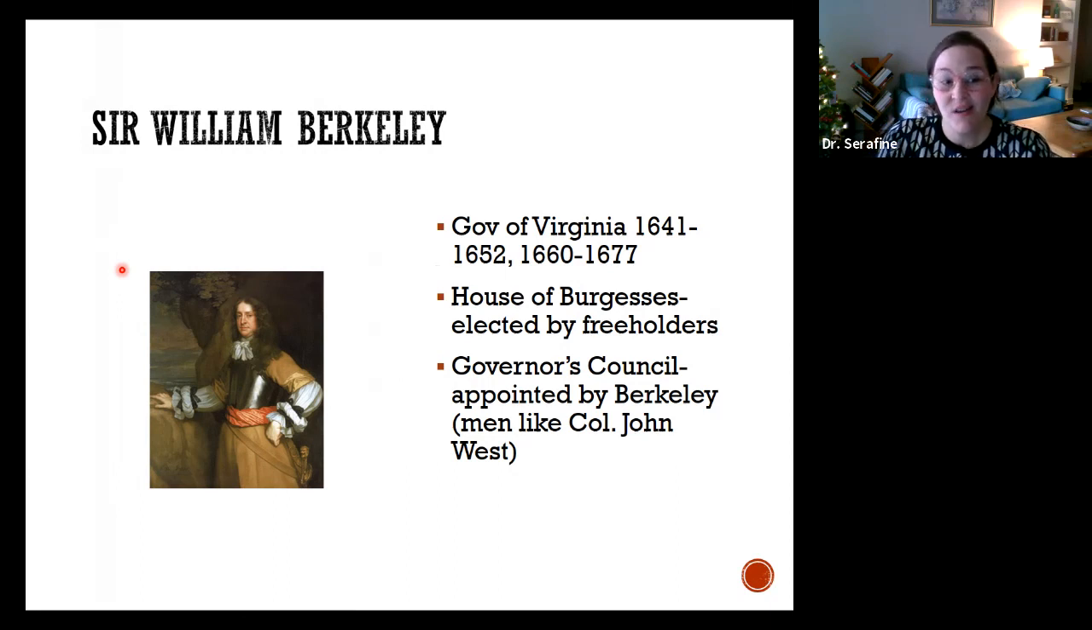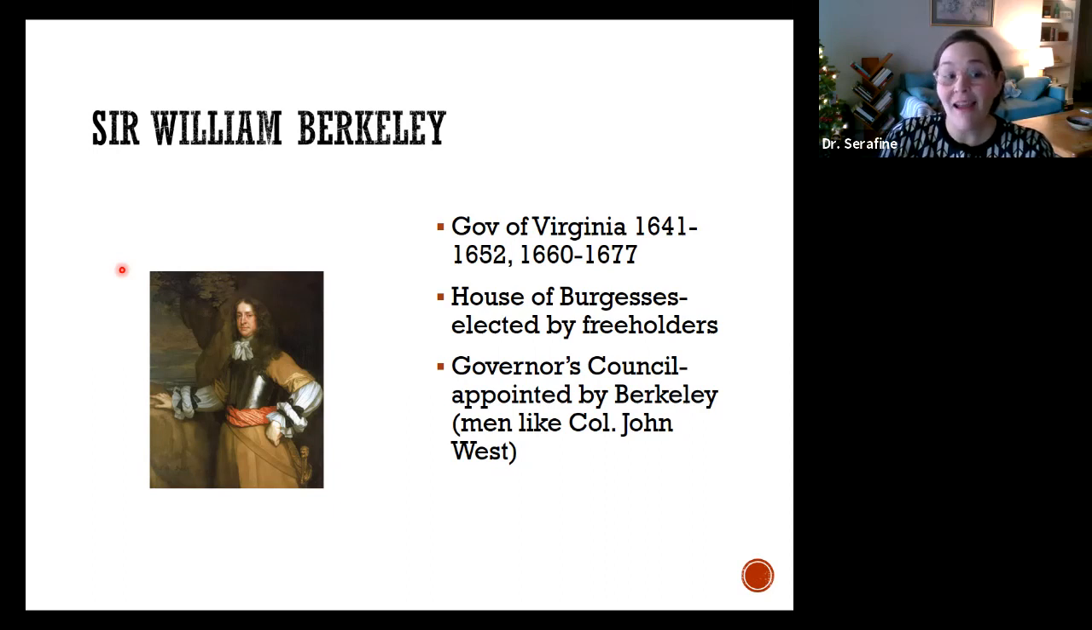One of the things that historians are interested in about Bacon's Rebellion is that in many ways, it's a precursor to the revolution. We're going to see people unhappy with the way that their society is run overthrow an unpopular governor who's really standing in for the crown here. Governor Berkeley rules with an iron fist.